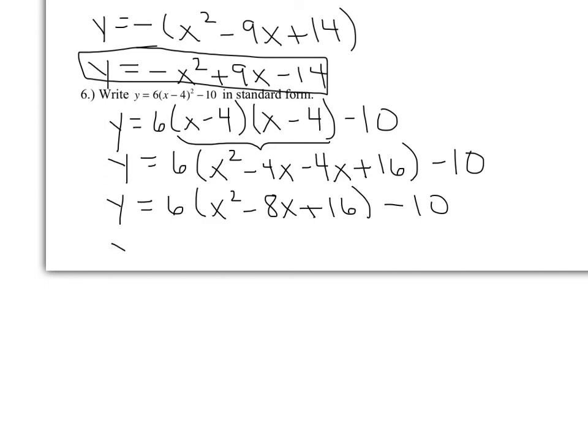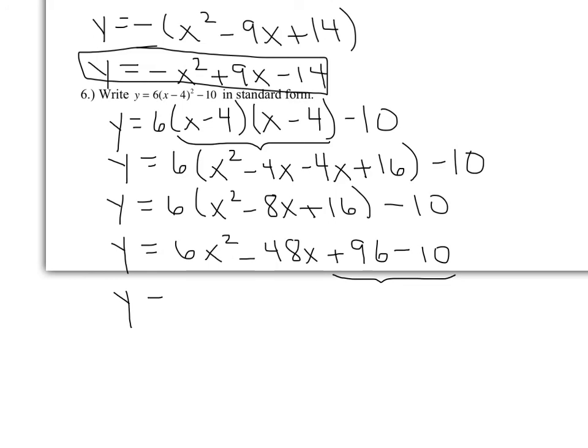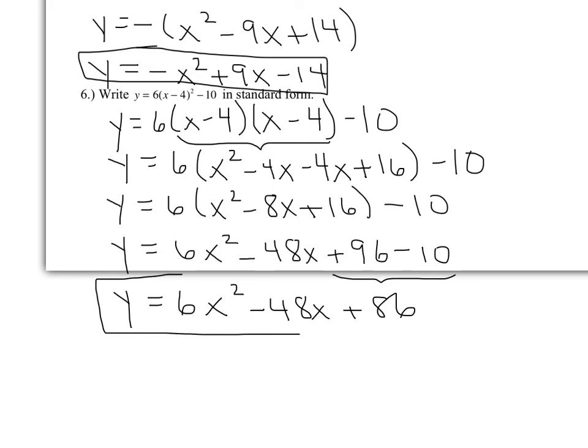And I'm going to distribute because multiplication comes before that subtraction. So 6x squared. 6 times negative 8x is negative 48x. And 6 times 16 is 96. And carry down the negative 10. And then I'm going to go ahead and combine my like terms. I have 96 minus 10 here at the end, which would add together to give me just a positive 86. So this is standard form.